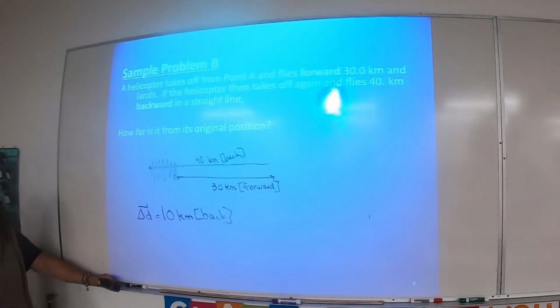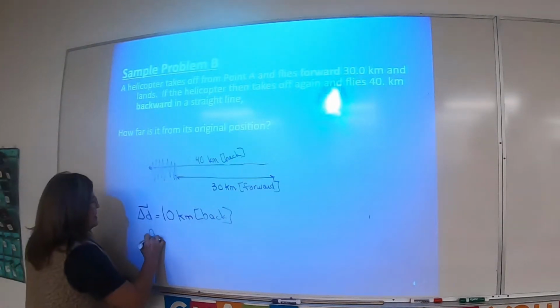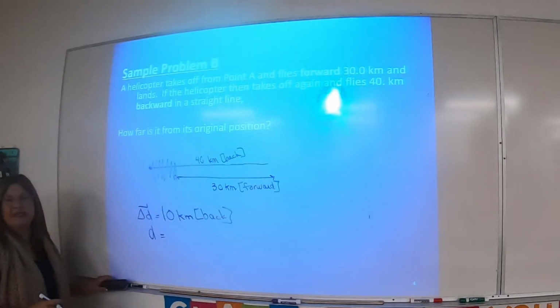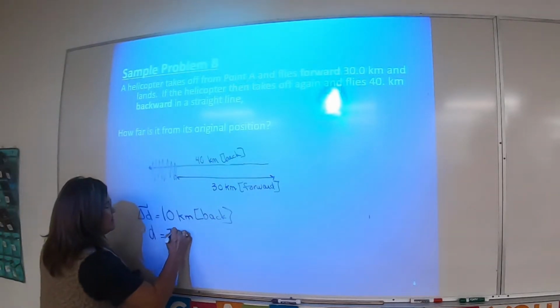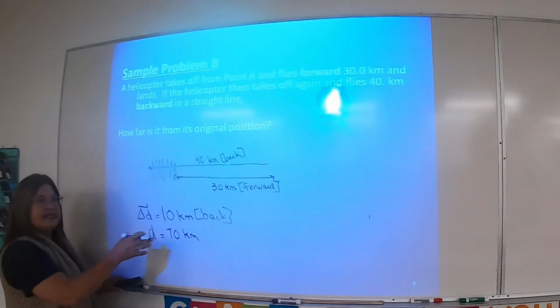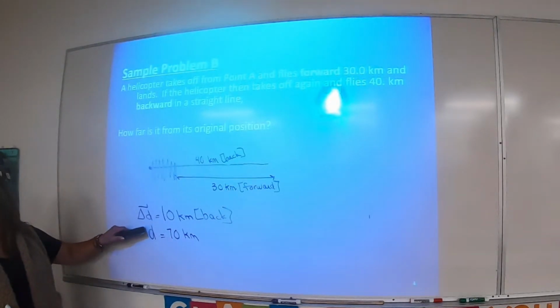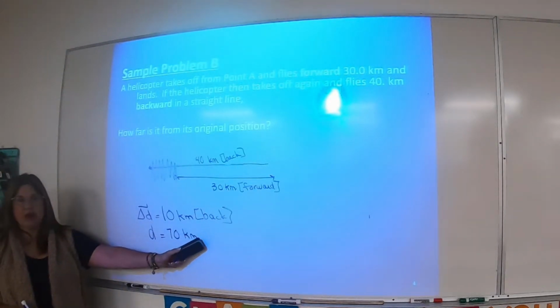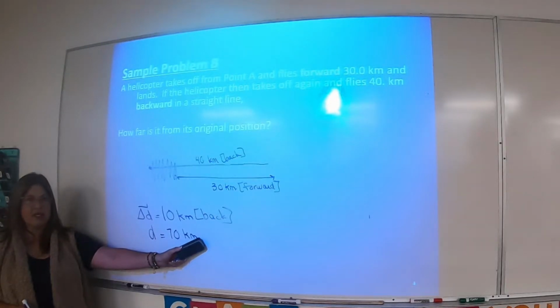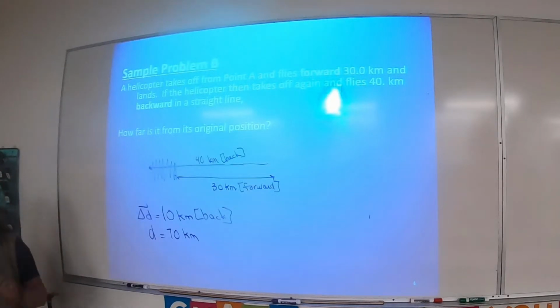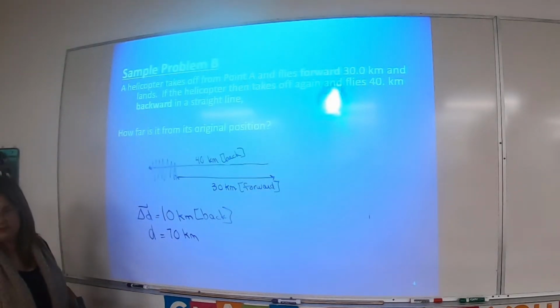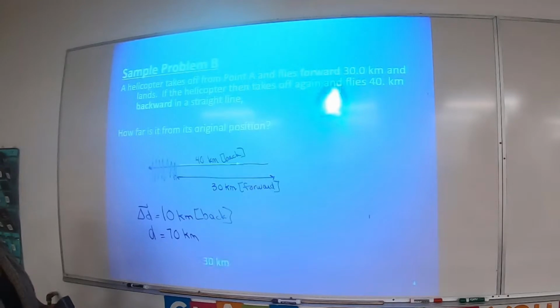I could also look at distance. In this question, how far did he travel? He went 70 kilometers. When I say distance, there's no vector on top of that variable, and so I'm not going to require a direction. I'm going forward 30 and back 40. Let's go through all this again.